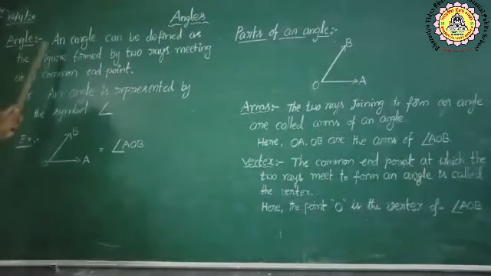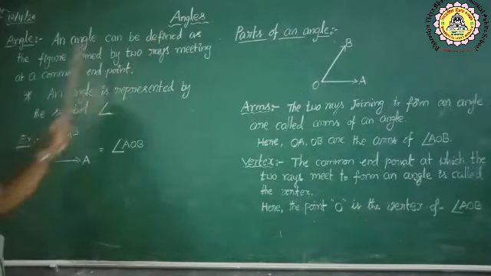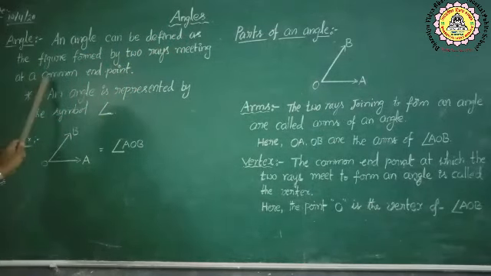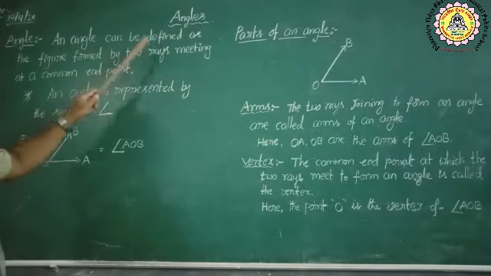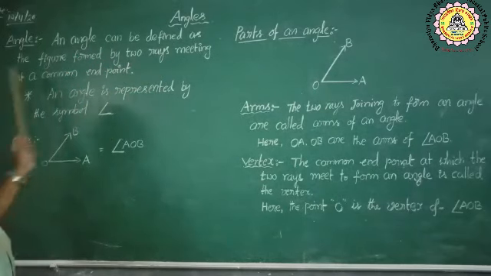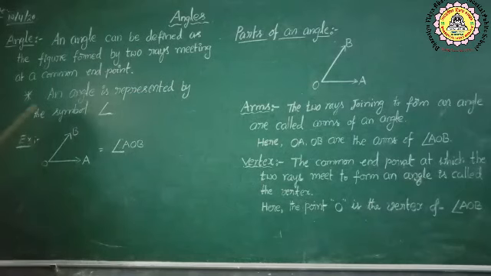What is an angle? An angle can be defined as the figure formed by 2 rays meeting at a common end point. Once again, an angle can be defined as the figure formed by 2 rays meeting at a common end point.